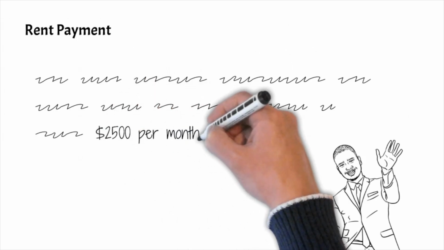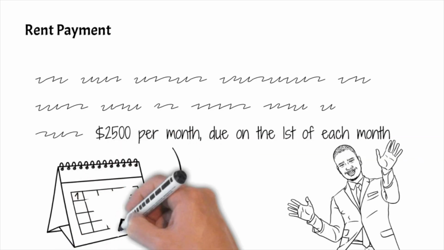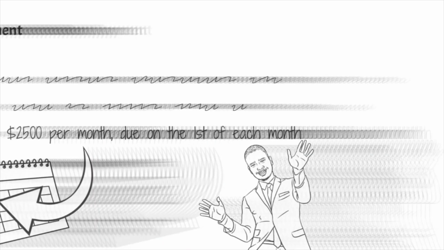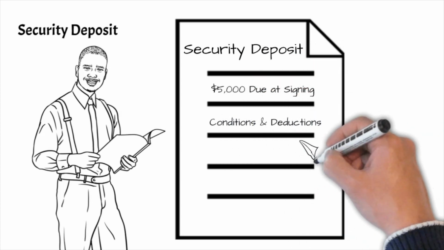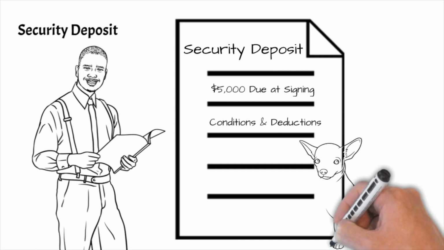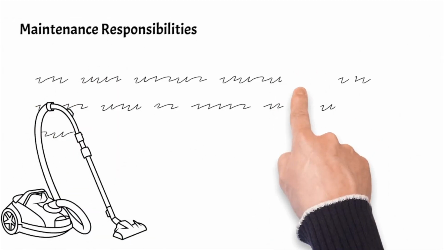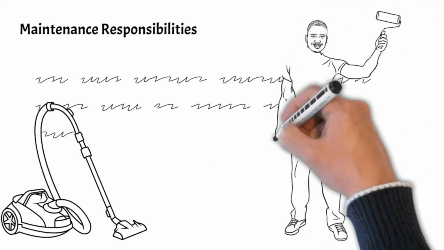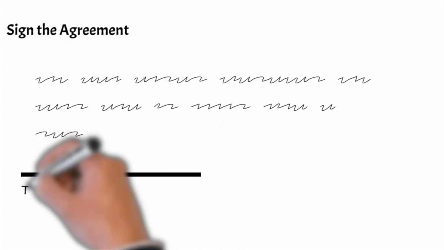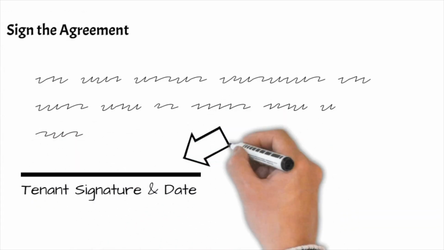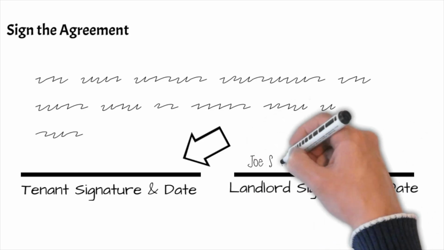Review the rent payment details. This includes the monthly rent amount, the due date, and the payment methods accepted by Acme Apartments. Read the security deposit section to understand the amount required, the conditions for its return, and any deductions that may apply. The maintenance responsibilities section outlines what you, as the tenant, and Acme Apartments are responsible for. Make sure you understand your obligations. Once you've reviewed and understand all sections, sign the lease agreement. If you have any questions before signing, please reach out to us.